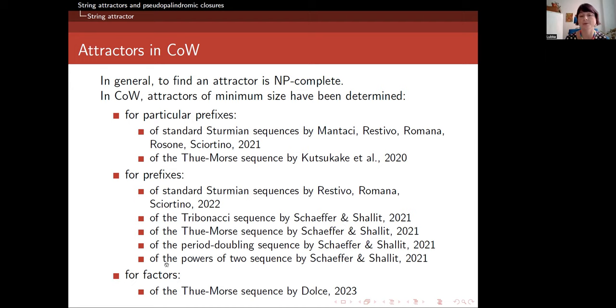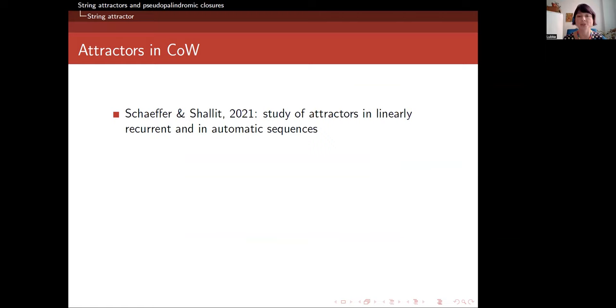And this is a summary for prefixes. And what is known for factors? This is probably not too much studied a problem so far. There's a result by Francesco Dolce, who presented that in Umeå in Sweden this year. And he showed that if you consider all factors of the Thue-Morse sequence, then the minimum size attractors will be of size up to 5. So this is a summary of known results, and let me mention some more studied things concerning attractors.